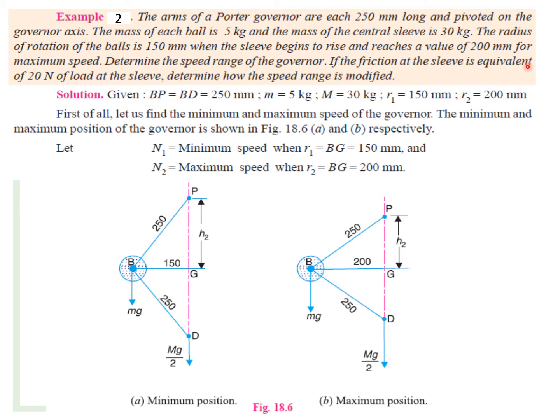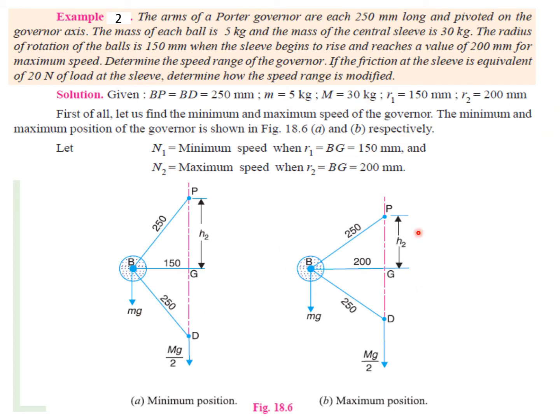If the friction at the sleeve is equivalent of 20 Newton of load at the sleeve, determine how the speed range is modified. So this problem is the same as your first problem, but there is only one change, that is we have to calculate considering friction also. If the friction is given, we have to calculate considering friction also. Friction of 20 Newton is given. So the initial steps are the same as your first problem.